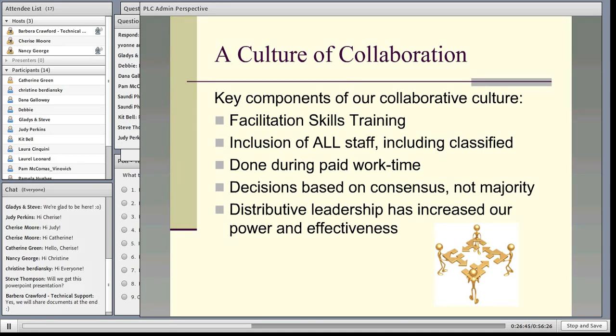We had formerly had a number of issues with people who would stay quiet in meetings and then kind of work behind the scenes to counter what we were trying to do. And so we worked hard to really eliminate that kind of thinking. And with that came distributive leadership across the board.